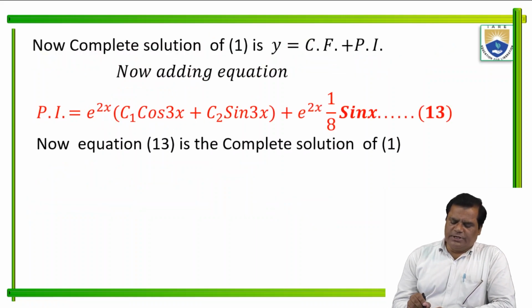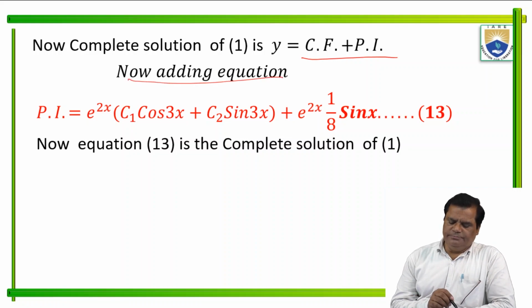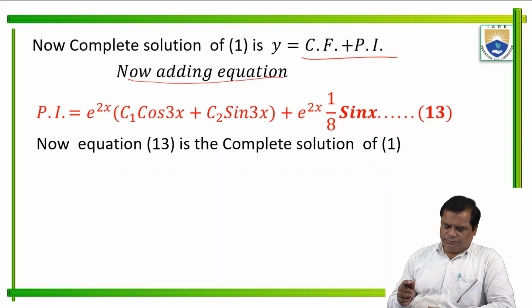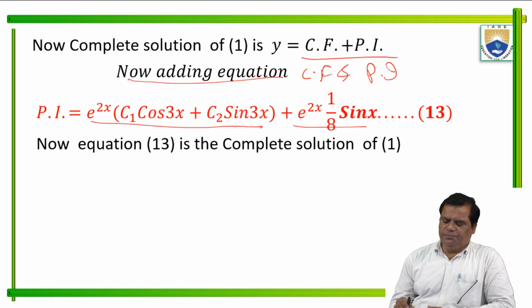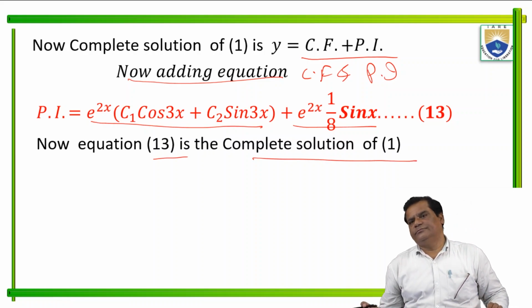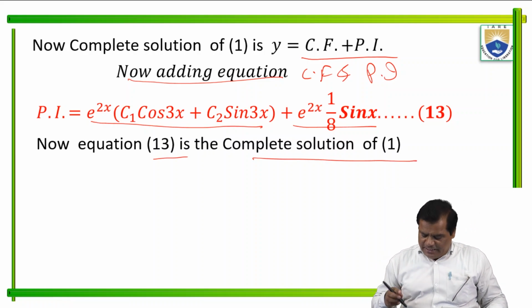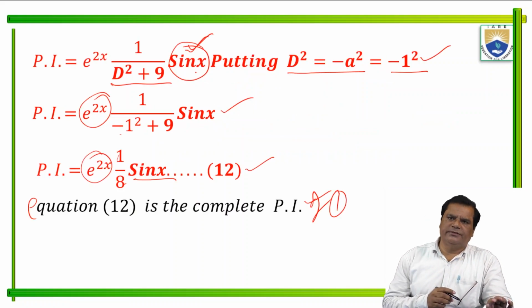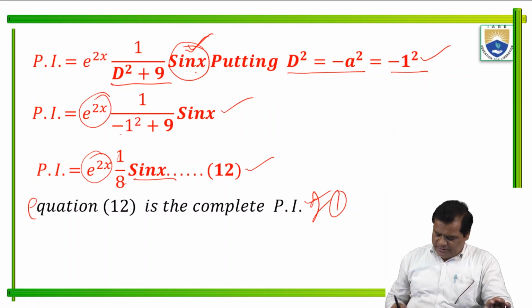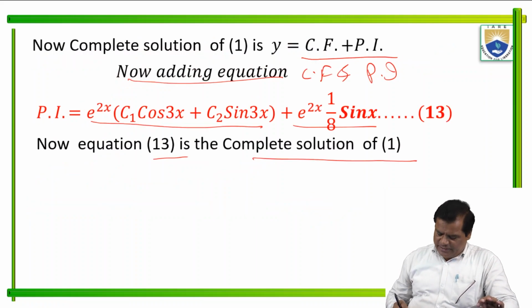So now the complete solution of 1 is y equal to CF plus PI. Now adding equation CF and PI, we get this is CF and this is PI. So now equation 13 is the complete solution of 1 of the question. But here we are taking sin x. You remember this, here it is sin x, then our answer is correct. If there is cos 3x, suppose I am writing here.